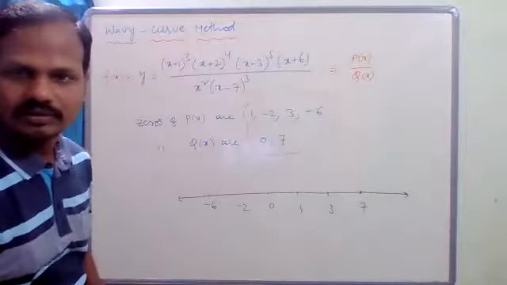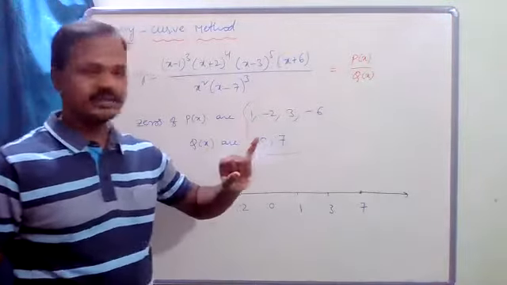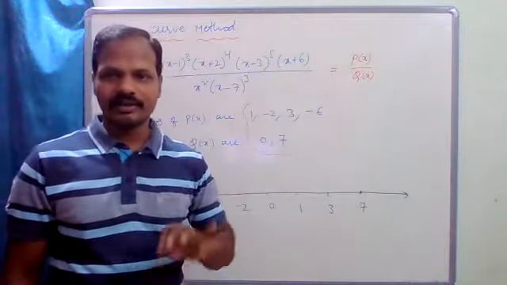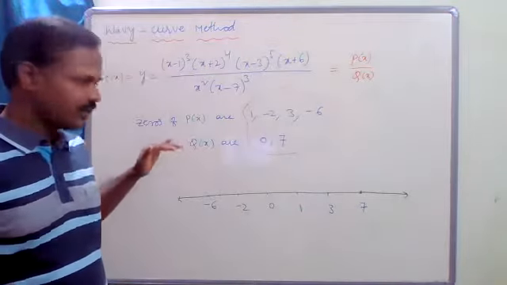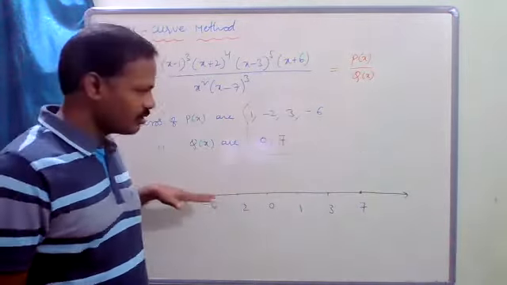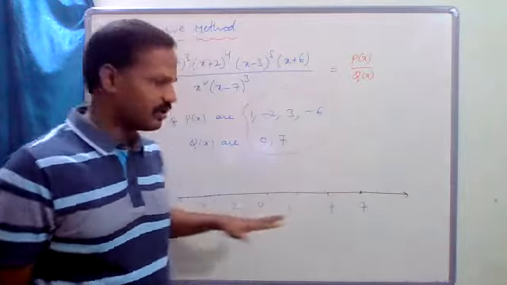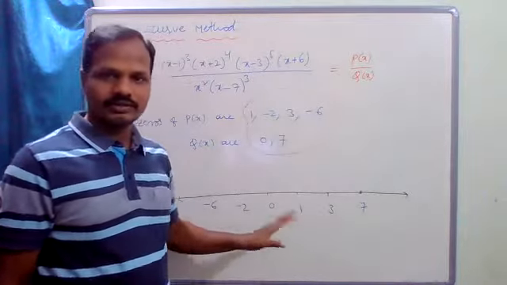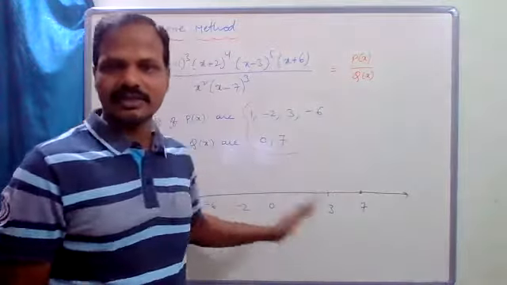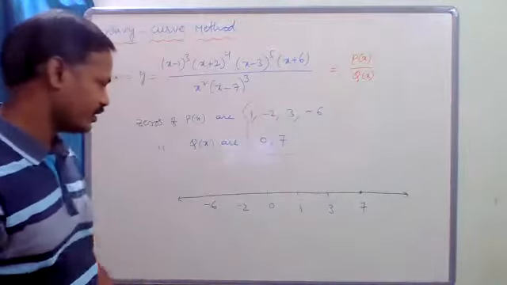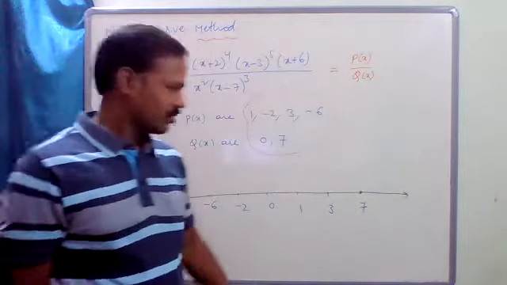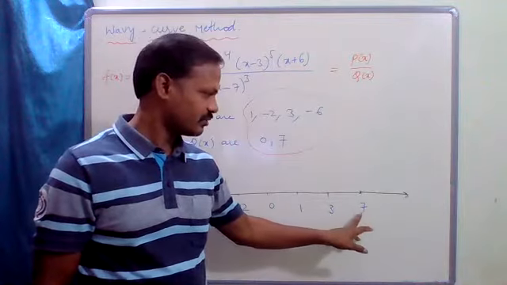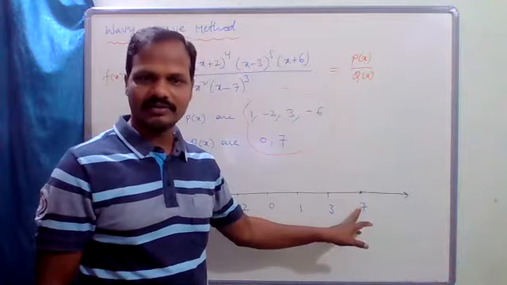The first step is to find the zeros of numerator and denominator. Then the second step is to locate the roots on the real x-axis. Whenever we locate them, we go from smallest to highest. Now, what is the rightmost value? The rightmost value is 7.